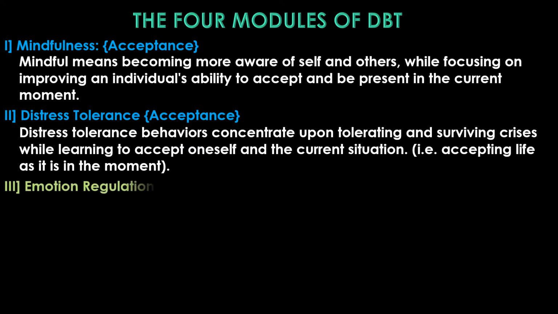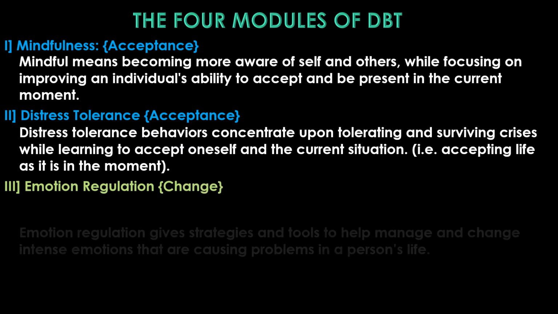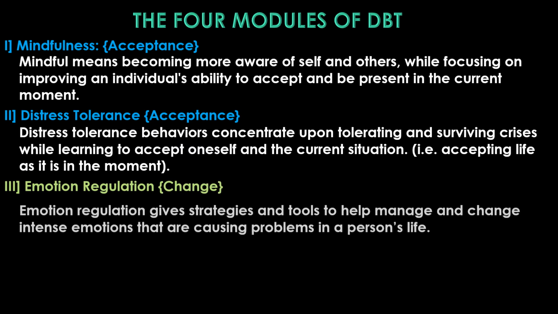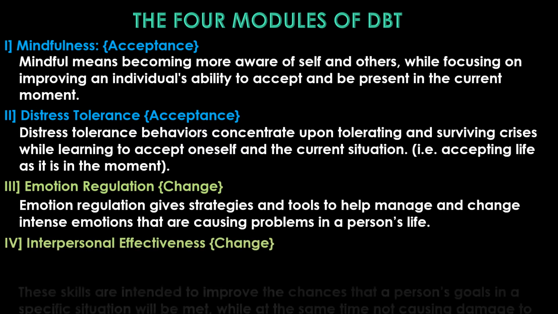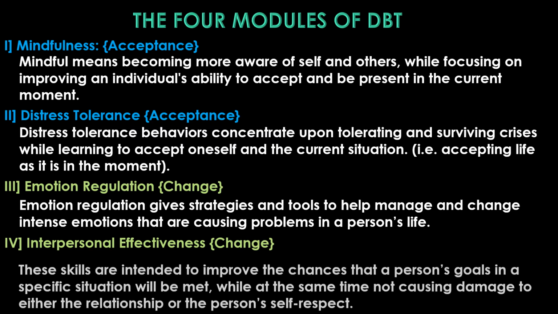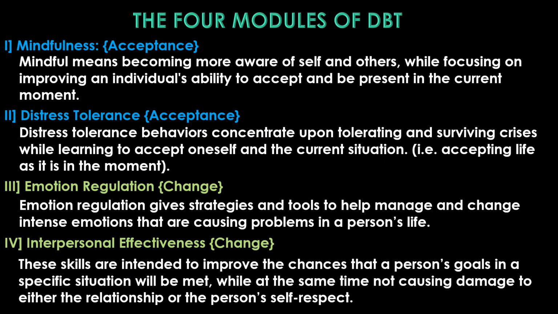Third, we have emotion regulation, or change. Emotion regulation gives strategies and tools to help manage and change intense emotions that are causing problems in a person's life. And number 4, interpersonal effectiveness, also under change. These skills are intended to improve the chances that a person's goals in a specific situation will be met, while at the same time not causing damage to either the relationship or the person's self-respect.